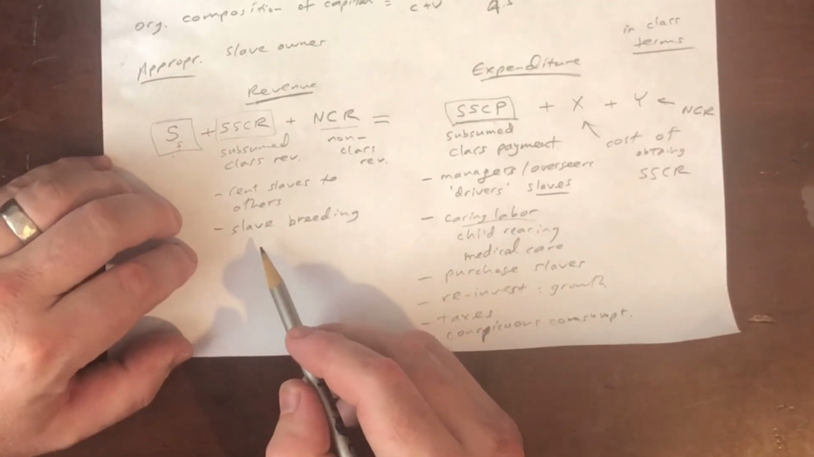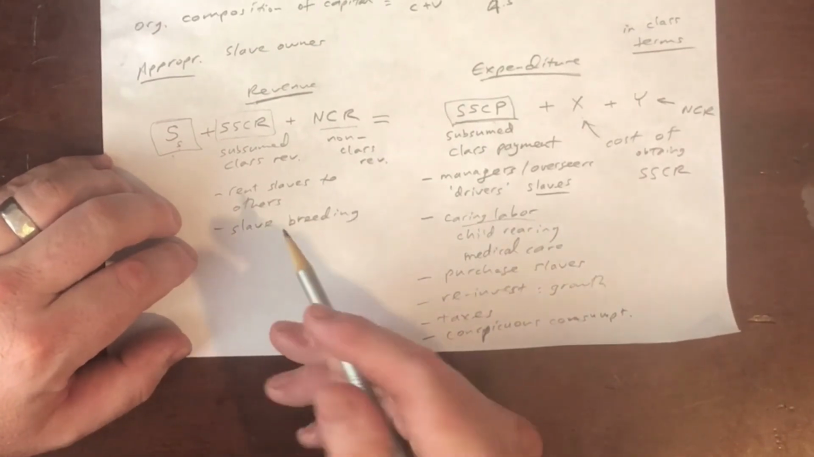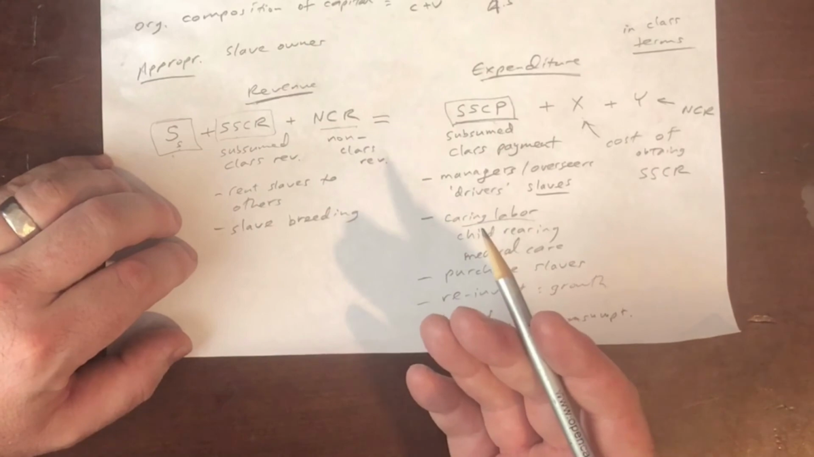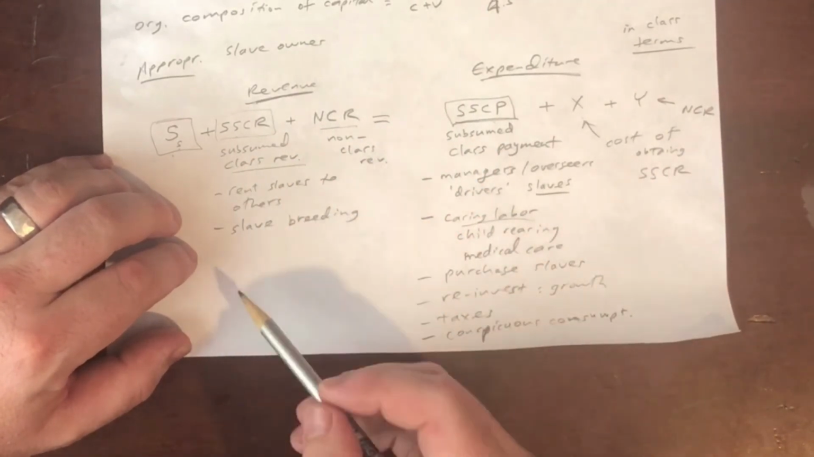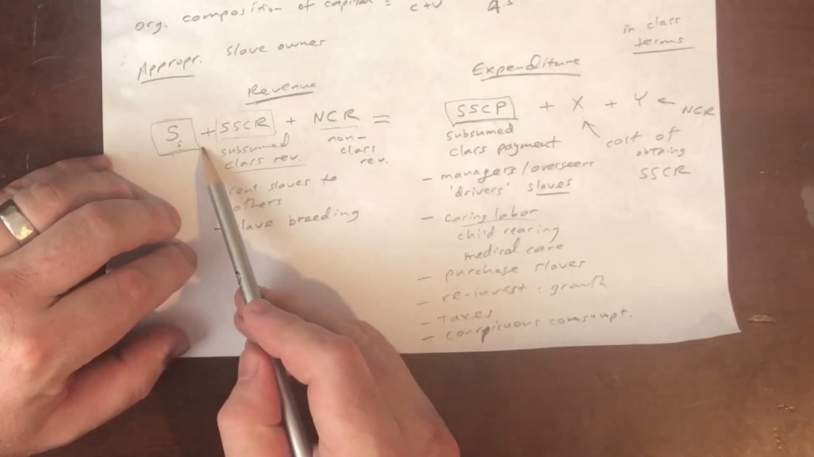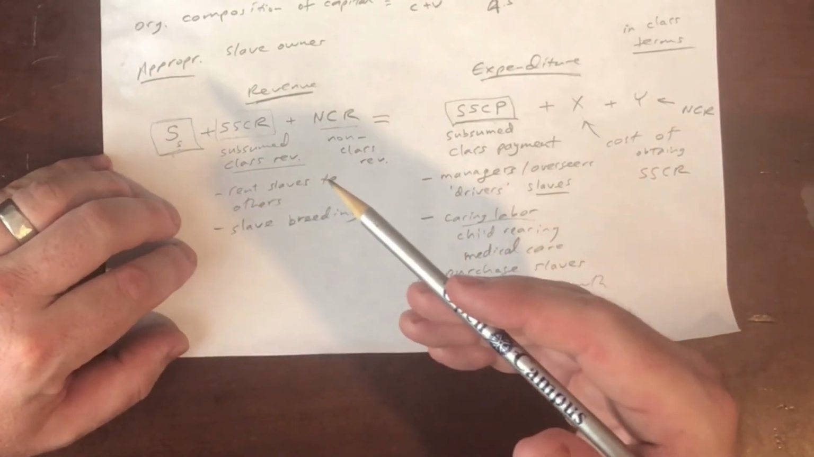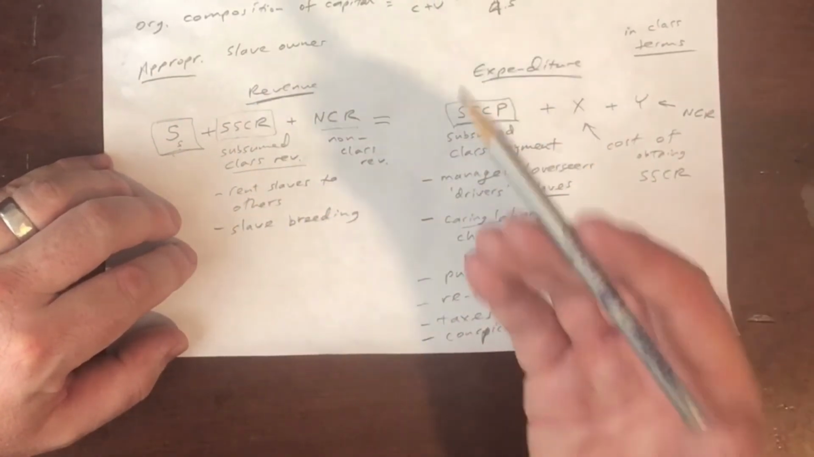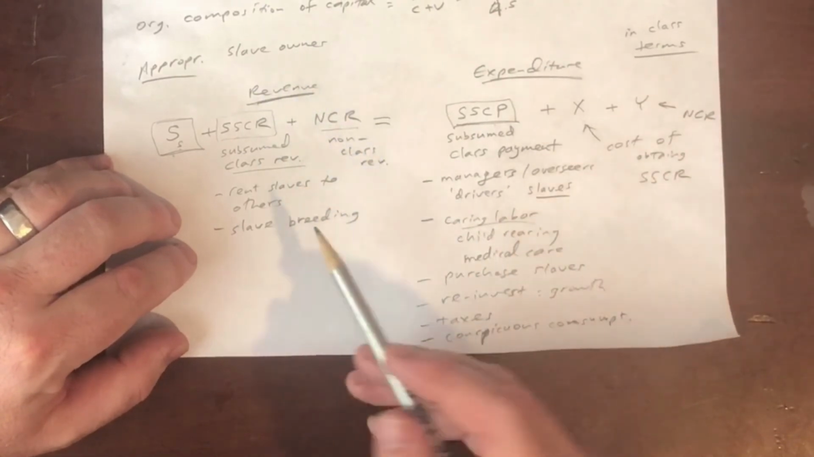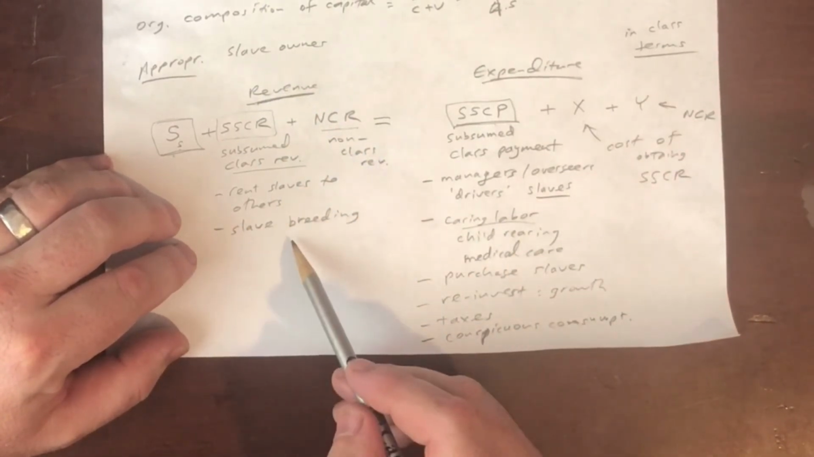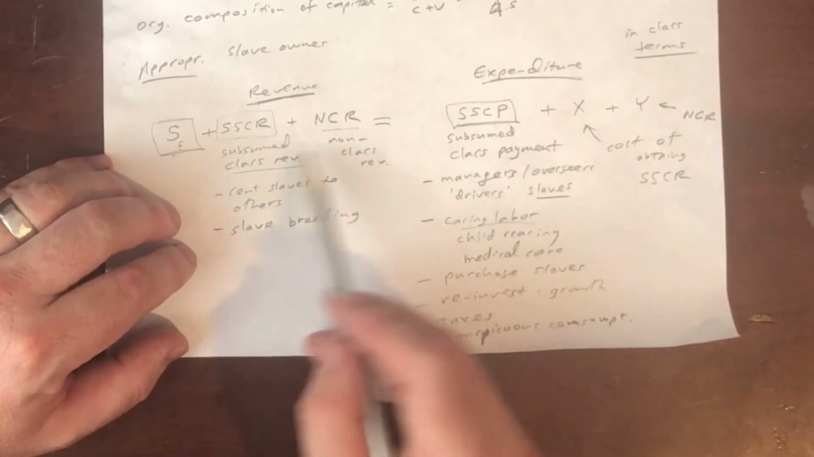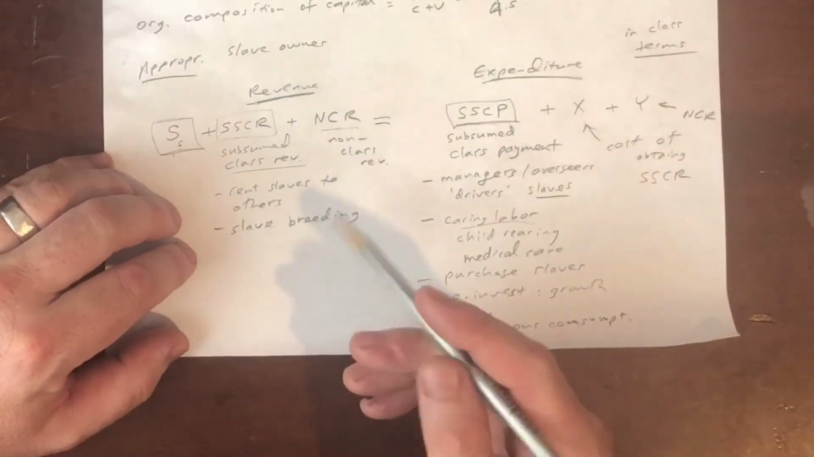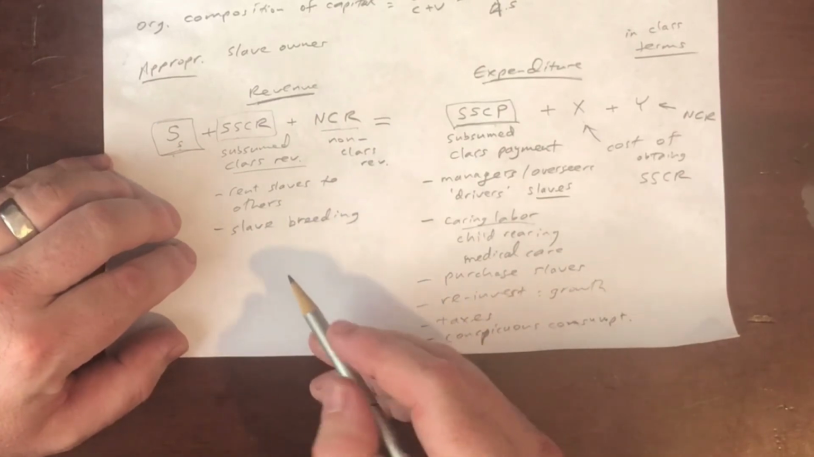So how do they make money? Well, they make money by producing slaves, which they then sell. That gives them a non-class revenue, okay? They don't get surplus from that because they're not producing a commodity. They're not producing a crop. They themselves are the commodity, so they get a non-class or subsumed class revenue from that, depending on what then happens to the slave.